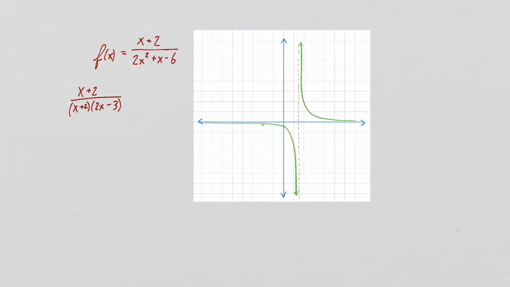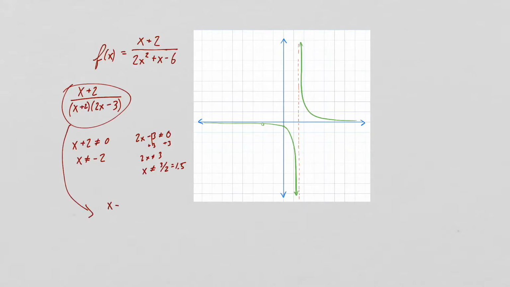And from here we know that x plus 2 cannot equal 0, and 2x minus 3 cannot equal 0. This is because they're both in the denominator, and we can't have 0 in the denominator. So x cannot equal negative 2. Here we can just solve this, and we get x cannot equal 3/2, or 1.5.